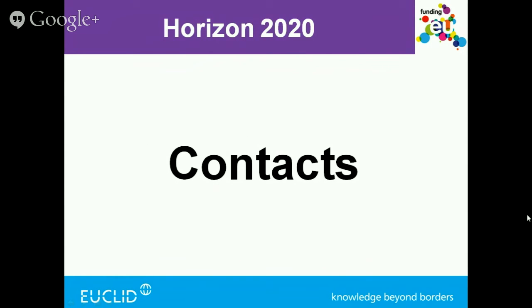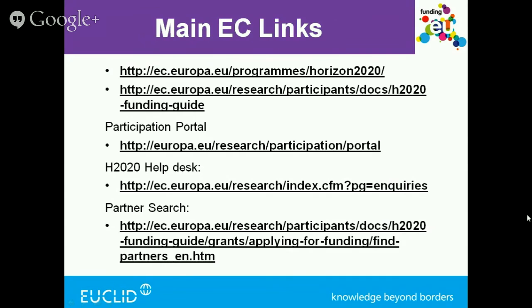Okay. Now, I've given you most of the key contacts you need, but if you're still a bit stuck, there is a summary of the contacts. There's the information about the programs for Horizon 2020, about the participants' information, the participation portal where you can register to get your PIC code, the overarching help desk, and the partner search mechanism. So those are the main European Commission links.